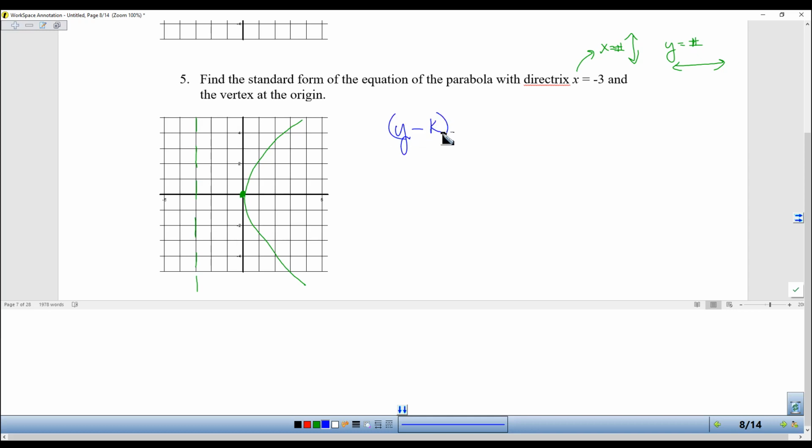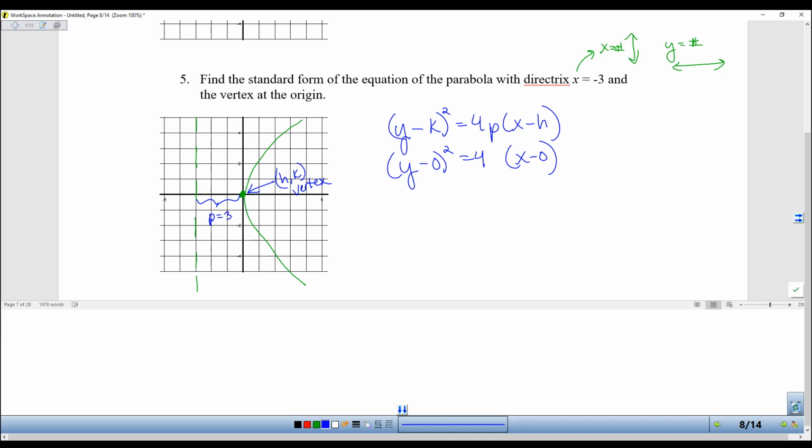Don't try and fill it in right away. Take 10 seconds of your life and copy it down. Then fill it in. So remember that H, K is the vertex, which in our case is 0, 0. Love when that happens. And then P is the distance to the directrix. So in our case, P is equal to 3.